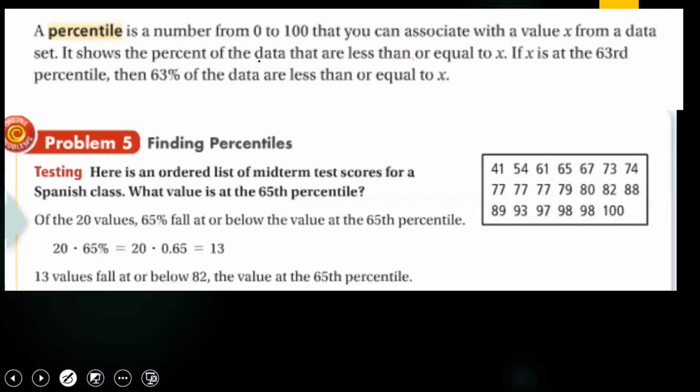So what is the percentile here? It is a number from 0 to 100 that you can associate with a value X from a data set. It shows the percent of the data that are less than or equal to X. So if X is at the 63rd percentile, then 63% of the data are less than or equal to X.